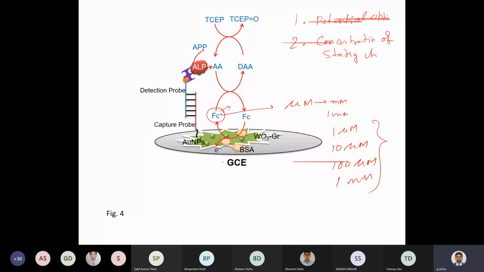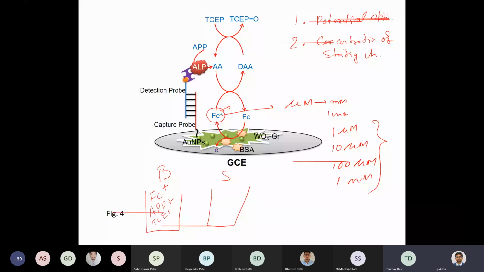So you have to make two solutions. One is the background solution, one is the signal solution. So what is the background solution here? Background solution here: FC plus, tell me, FC plus and OTP. And tell me, TSEP. And TSEP. So this is your background solution.